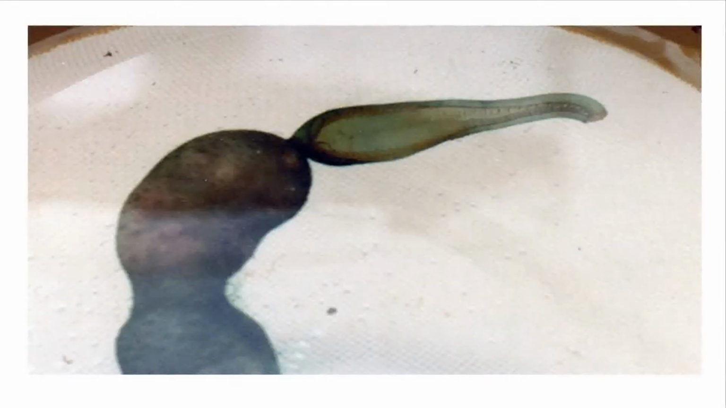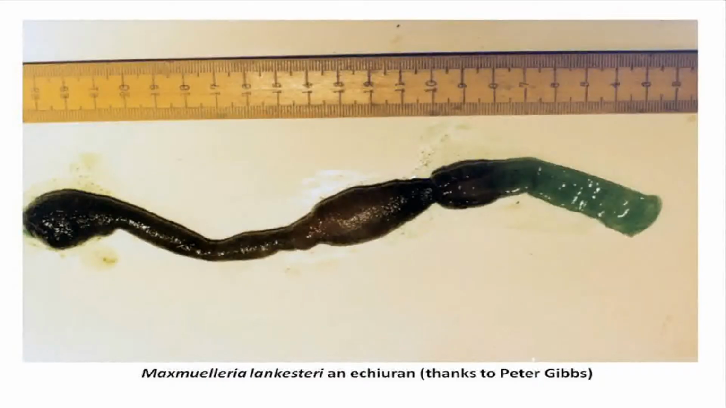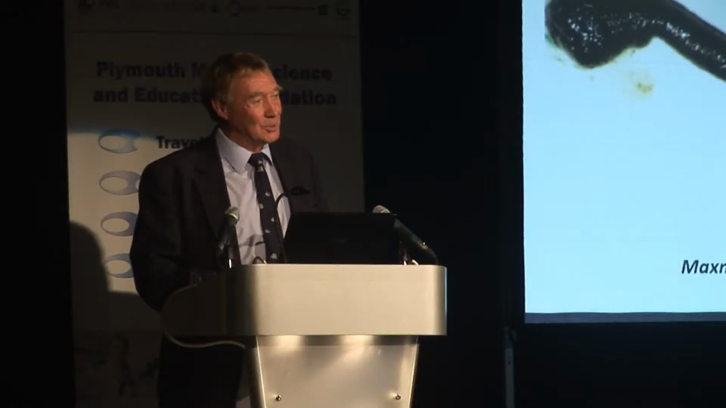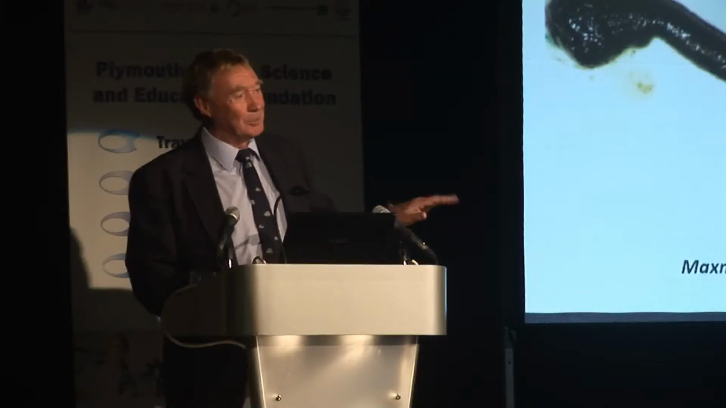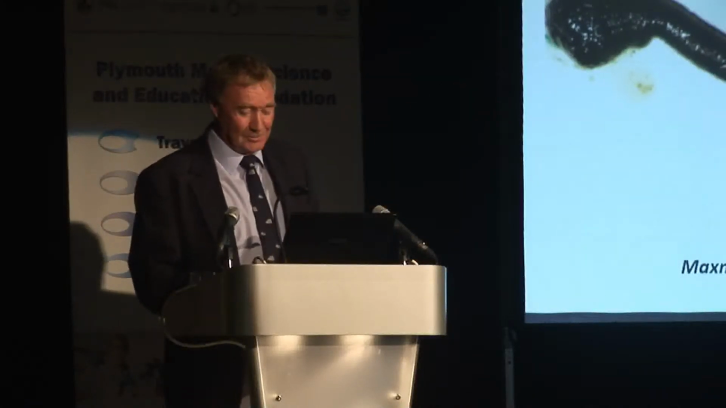And eventually emerged this. And what is it? And what on earth is it doing 1.5 meters down? We looked at it for some time and wondered what this was. I thought of all possibilities of selling it. But there it is. It's quite a large and interesting looking thing, and it's a lovely colour green as well. And I'm sure there's a market for it somewhere. And it rejoiced in the name of Maxmuleria lancasteri. It's an echiuran. It was only found in that part of the Irish Sea, and as far as I know, further up the coast.